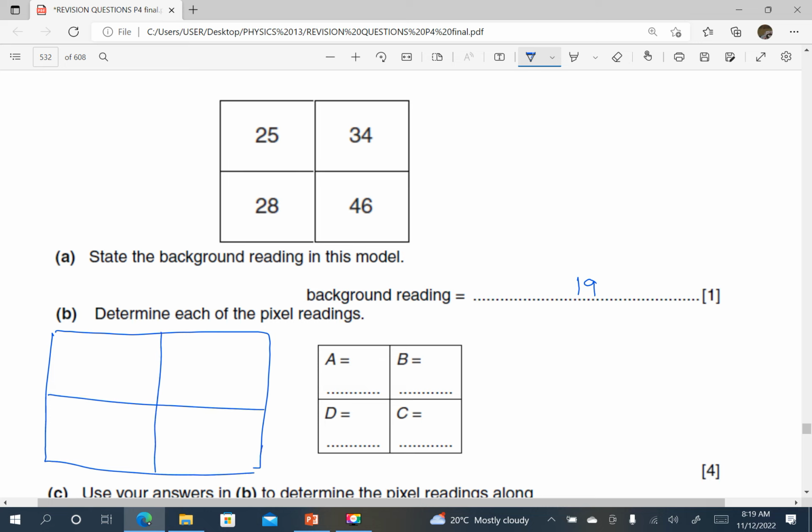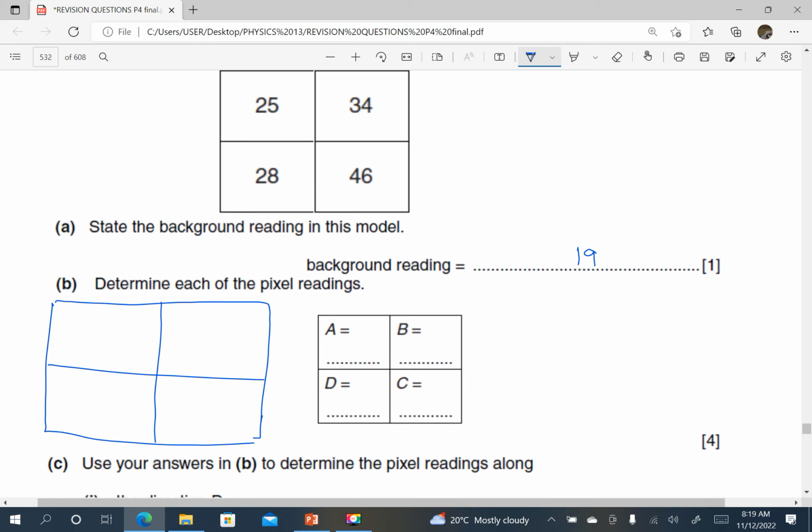And I just want to show the working because it is 4 marks. So I will subtract. I subtract the background intensity, which is 19. I have 25 minus 19, 34 minus the background intensity, which is 19, 28 minus the background intensity, which is 19, and 46 minus the background intensity, which is 19.